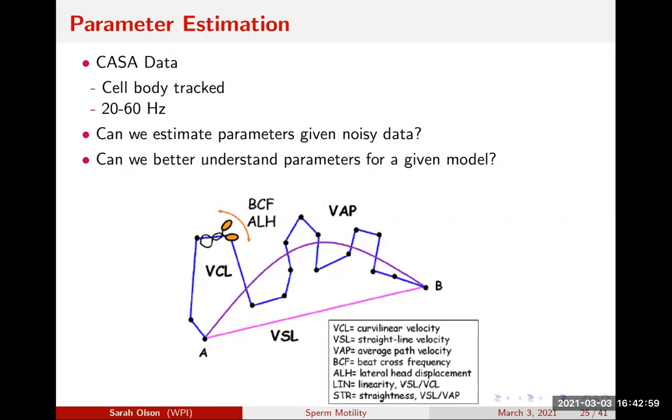So you can get different types of data. You could get data for the exact beat form, but we started even cruder, thinking just about CASA data, computer-assisted sperm analysis, where we're just getting a cell body that's being tracked at 20 to 60 hertz. Things are going in and out of focus, so quite often it's noisy. And we really wanted to think about, in a simplified modeling framework, can we actually get back some of these parameters?